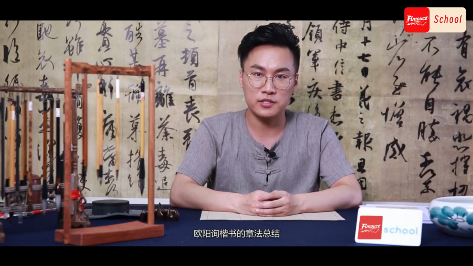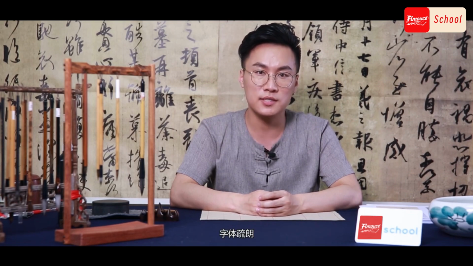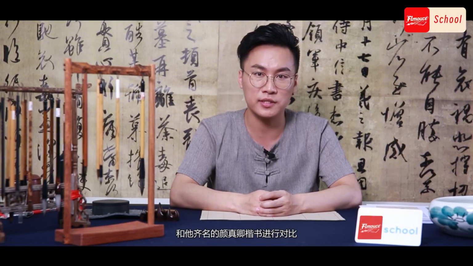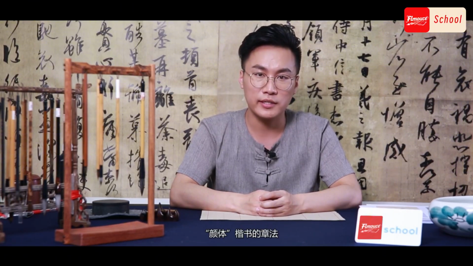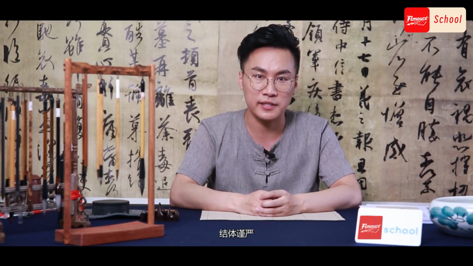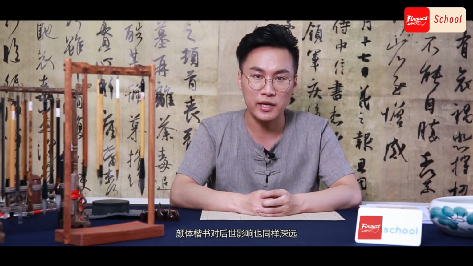Ouyang Xun's regular script is summarized as tight structure, and the font is loose and elegant. We can compare Ouyang Xun's regular script with Yan Zhenqing's regular script. The layout of Yan's regular script is square and dense, and rigorous. Yan's regular script also had a profound impact.